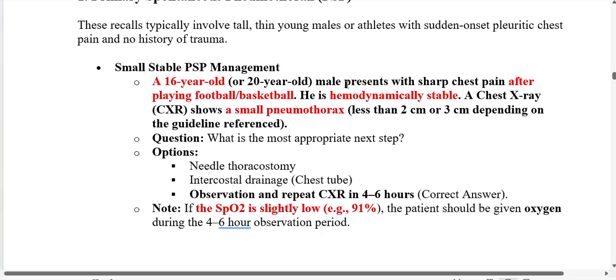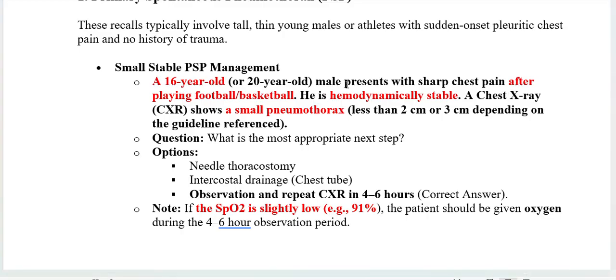First of all, let's go through the approach. If the patient is clinically stable, there is no need for any intervention. If the patient is clinically deteriorating, don't look at the size, 2 centimeters, 3 centimeters, 15% or whatever percentage. We have to do the intervention. In tension pneumothorax, first we do needle decompression, then chest tube drainage.